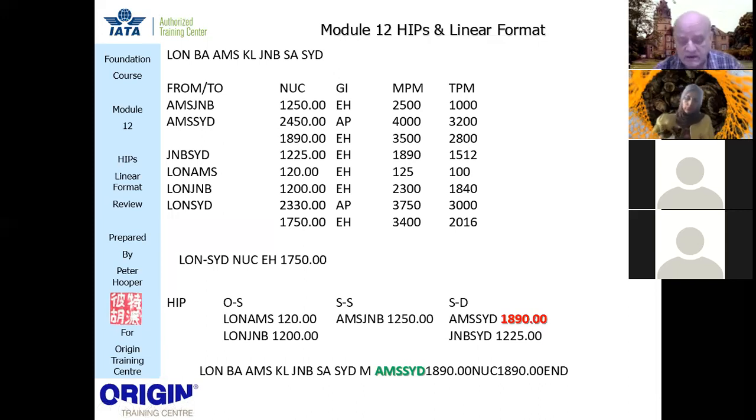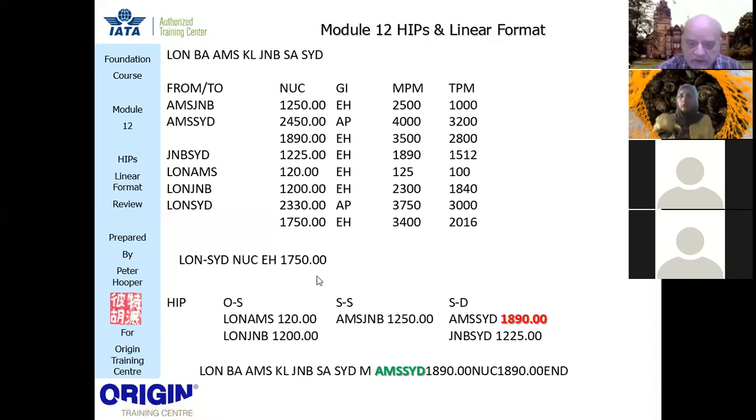Now, the base fare is London to Sydney. So how much is the base fare? 1890. No, the base fare, London to Sydney.